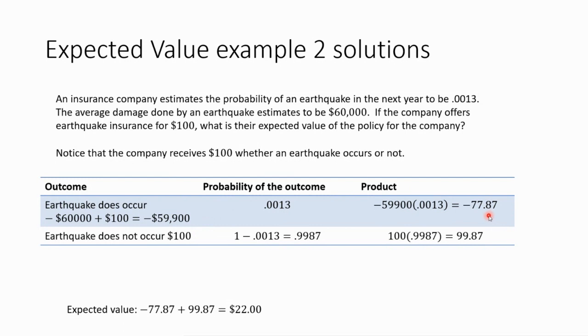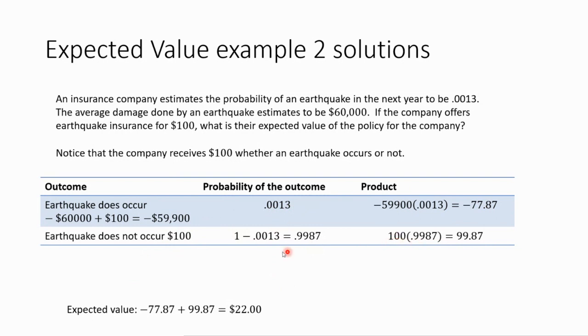So what if the earthquake does not occur? Well, they still get $100. They still sold the policy, so they still have the $100. What's the probability the earthquake does not occur? Well, this is the probability the earthquake does occur. The probability it does not, that's the complement. So it's 1 minus this, which is 0.9987.